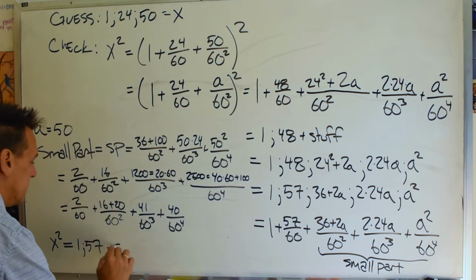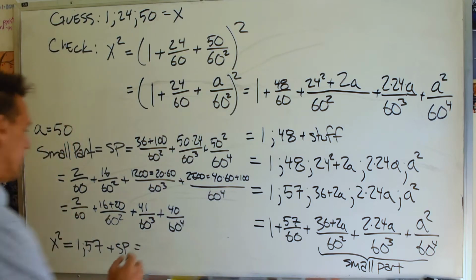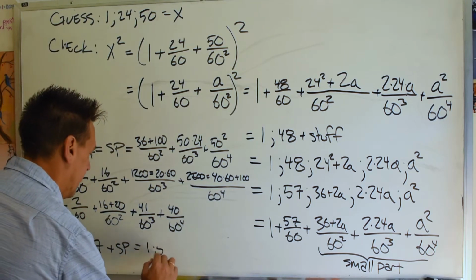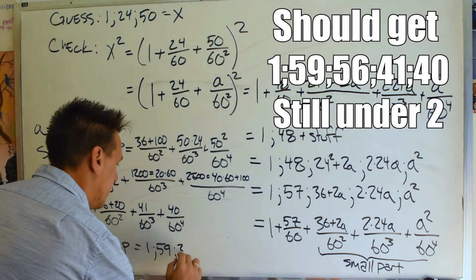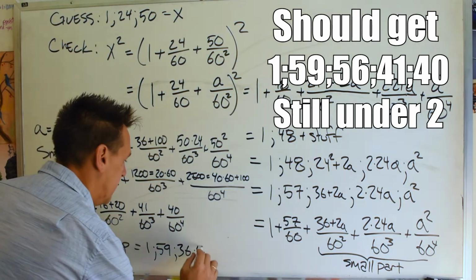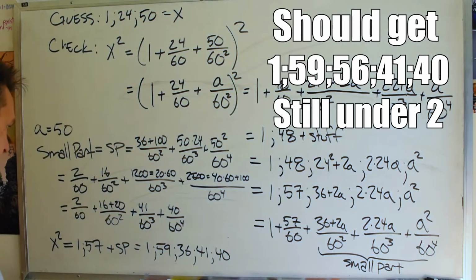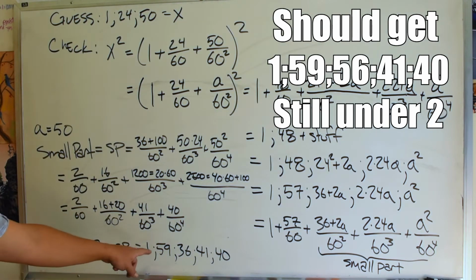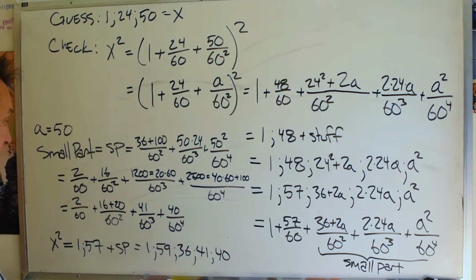157 plus the small part. So 157, I get another 2 places, 159, and then in the 60 squared place, I'm going to get 36. In the 60 cubed place, I'm going to get 41 and 40. So that's x squared. You'll notice it's closer than our guess for 124 was. That was 157. But there's still some space there.